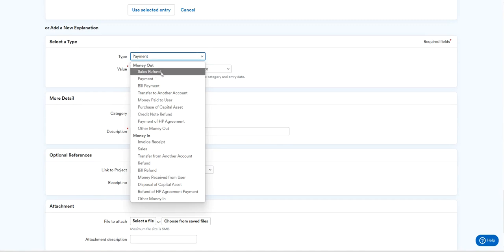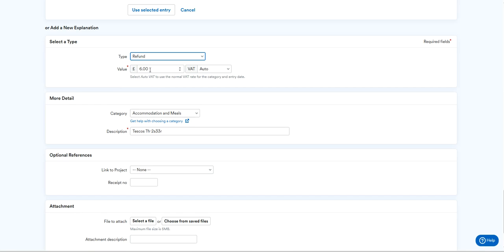And instead of picking from money out, you're going to go down to money in, and you're going to say that you have received a refund. And as I just said, I believe the refund was for £4. You're going to look at the receipt and see if there's VAT on it. If there is VAT on it, you're going to put 20%. If there isn't VAT on it, you're going to put 0. It's important that you put the VAT down on refunds as well as on spending, because you've literally not had to spend the VAT on this item. So you do have to tell HMRC about that.